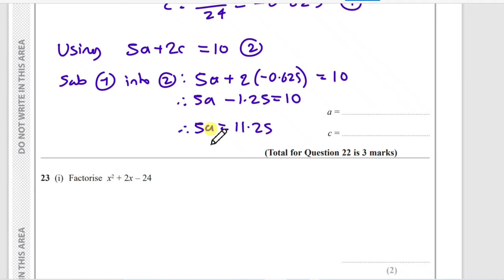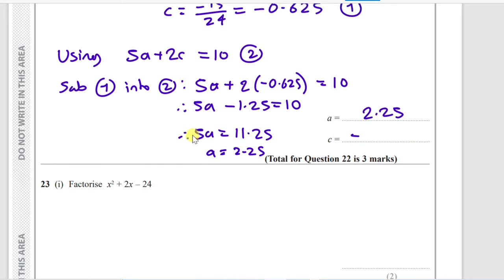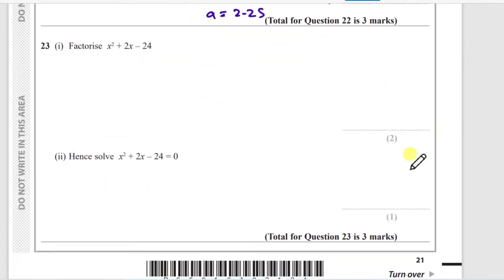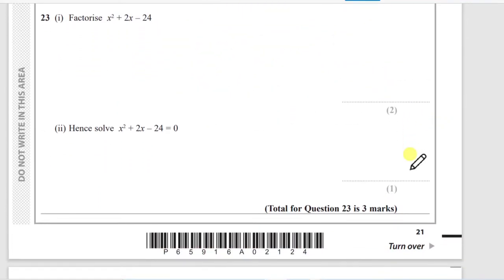And then in your calculator, A is going to be 11.25 divided by 5. So basically, just do that. If you do it carefully, you should get 2.25 for A. So A equals 2.25. And C, we said earlier, was minus 0.625. Nice. Hope this helped, guys, yeah? Hope you guys got these values. Okay, 23.